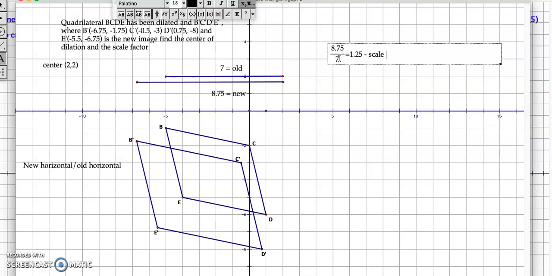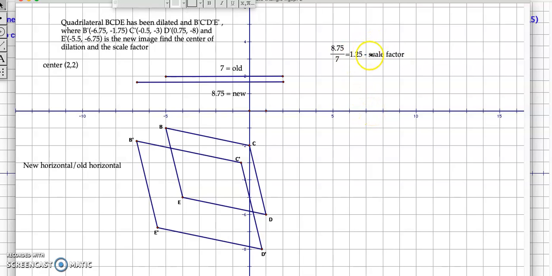But we're going to confirm that because we should really check to see if that works for other distances. Right now we're just saying it is because I did the new horizontal distance from the center, because again, this is our center right here. So your center is over here at 2, 2. Let's not lose sight of that.